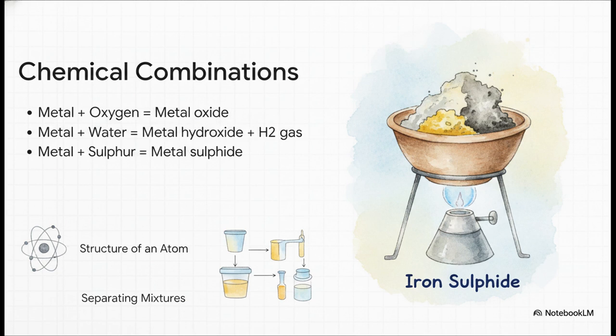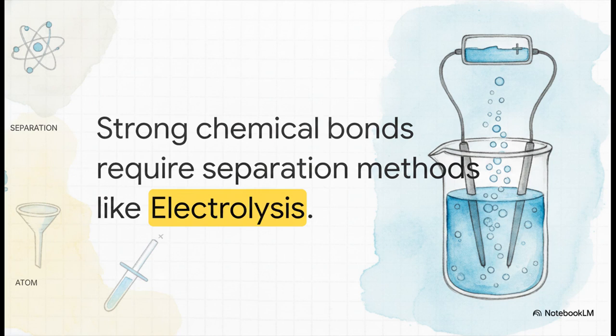Remember that loose mixture of iron and sulfur we talked about? If you actually heat it up, it permanently transforms into iron sulfide, a totally brand new compound. Because compounds are locked together by strong chemical bonds, you can't just wave a magnet over them or use a coffee filter to separate them. With that iron sulfide, a magnet won't pull the iron out anymore because it's permanently attached to the sulfur. To break them apart, you need chemical intervention. A classic example is electrolysis. This is where we zap a compound, like water, with a strong electrical current to forcefully break those bonds, splitting it back into pure hydrogen and oxygen gases.